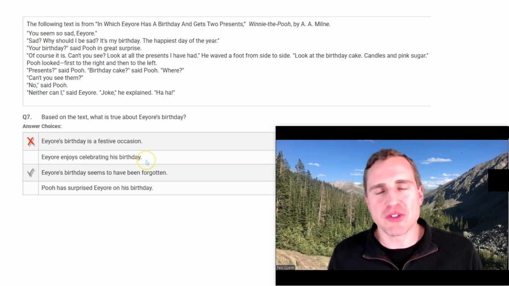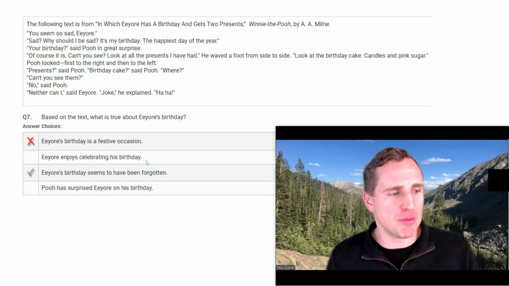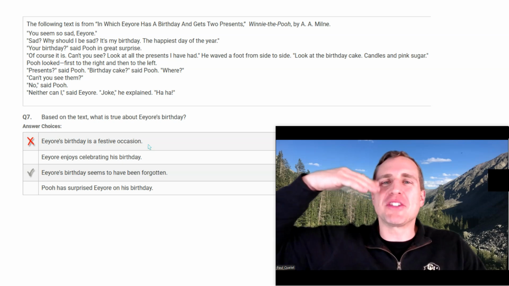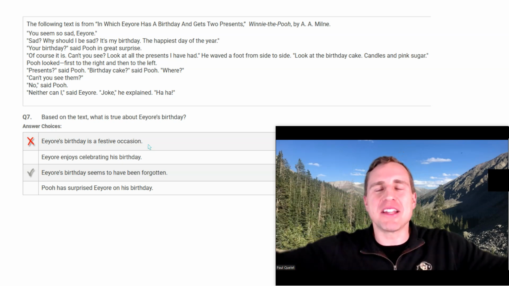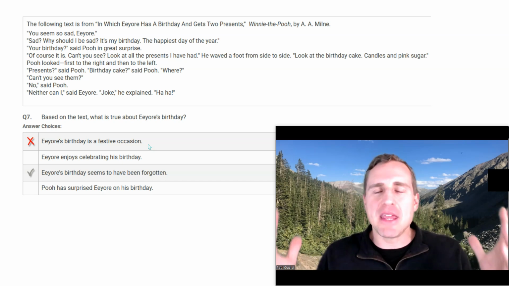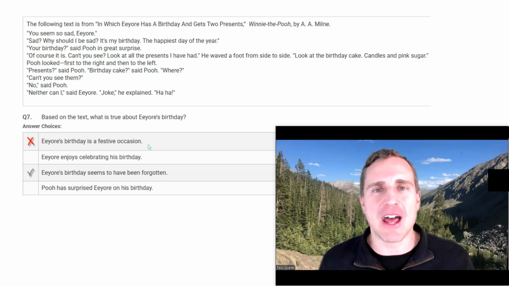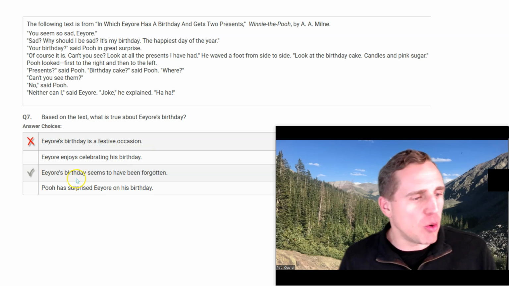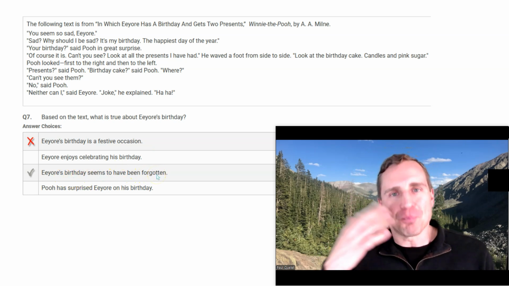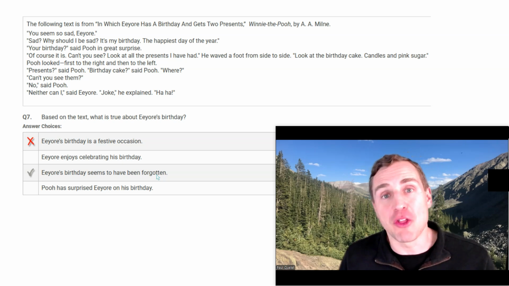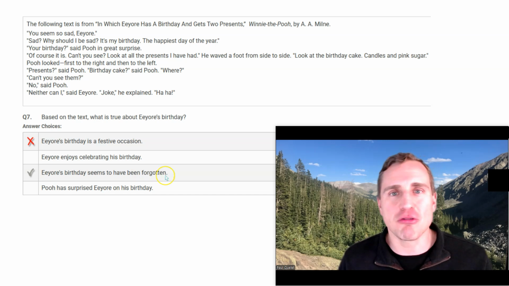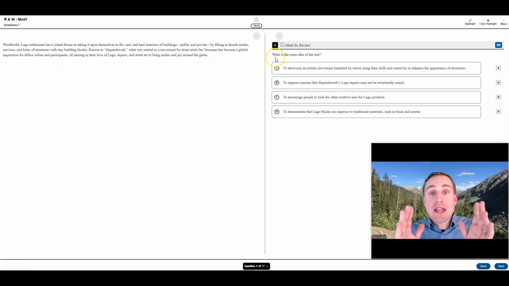Eeyore shows no desire to really celebrate his birthday. And it turns out that even though there's things at the party, it's not necessarily a festive occasion. People aren't happy and exuberant. There's not a lot of people there. And so Eeyore's birthday seems to have been forgotten by Pooh, especially by other people as well. That does seem to be the case. So that is the correct answer. And we'll move on. Okay, now question 8.